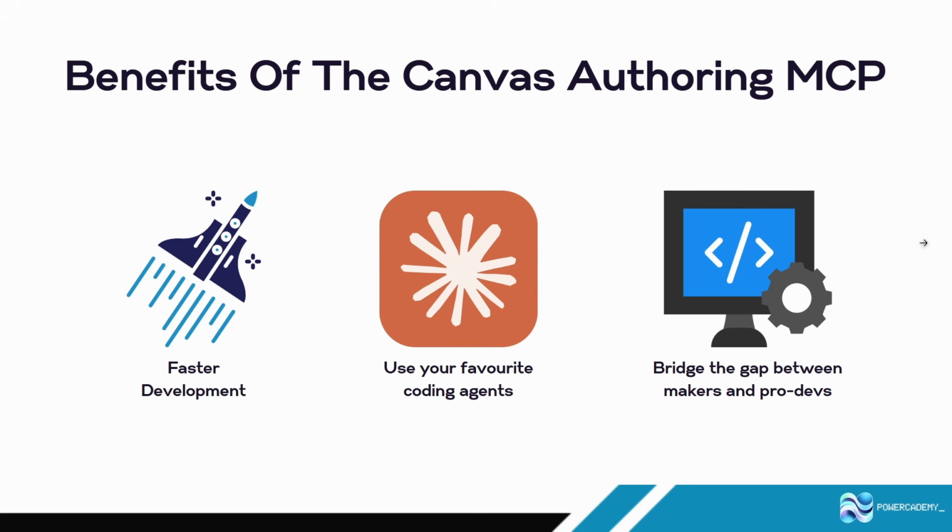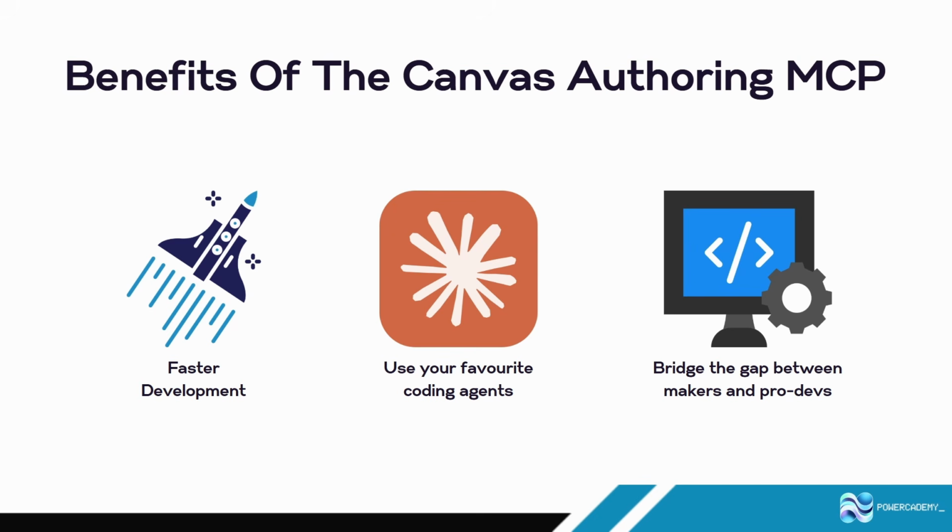So the benefits of this, of course, is faster development. So you'll be able to, of course, develop quicker with AI. You saw that application I built in under an hour when it can probably take a good developer a day or 2 to build something like that. Of course, you can use your favorite coding agent. So if you prefer Claude Code rather than the Microsoft products, you can use that. And I think it really bridges the gap between makers and professional developers.